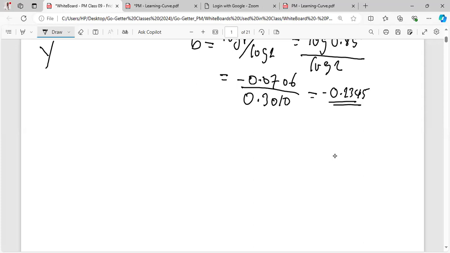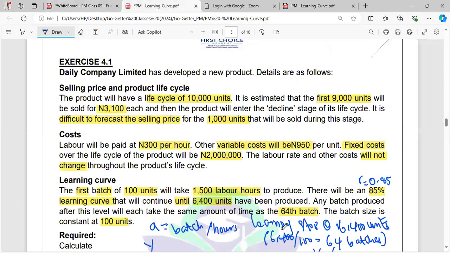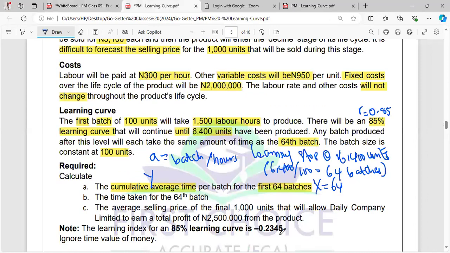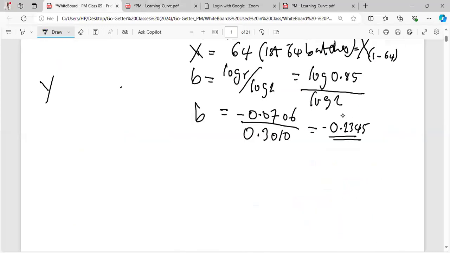So you see here, this minus 0.2345 is the same thing that we are told here, minus 0.2345. So we don't need to do this, but in case you are not given, this is how you get it. Now we've gotten our B to be this value.